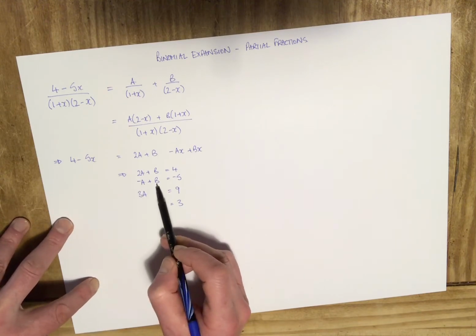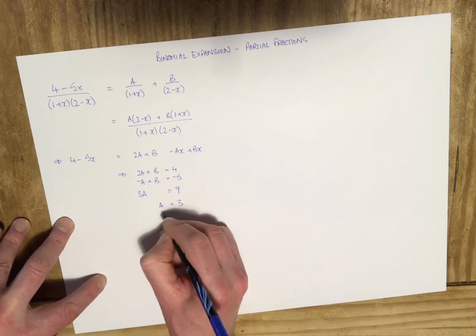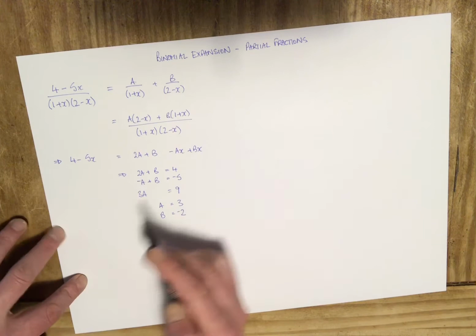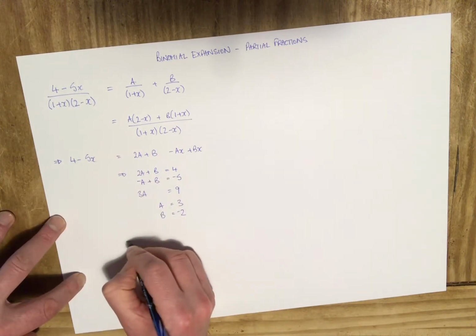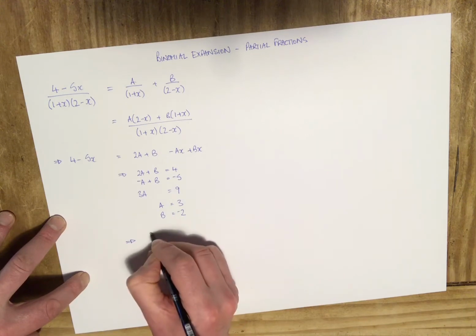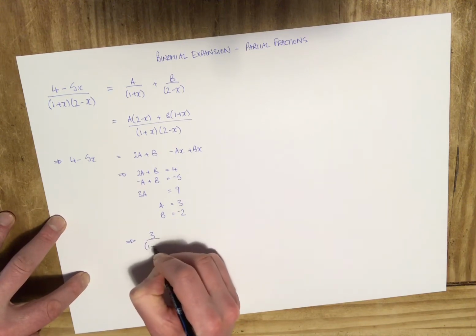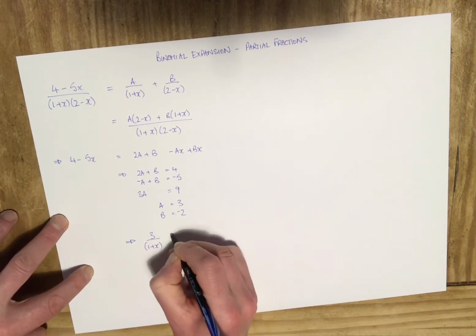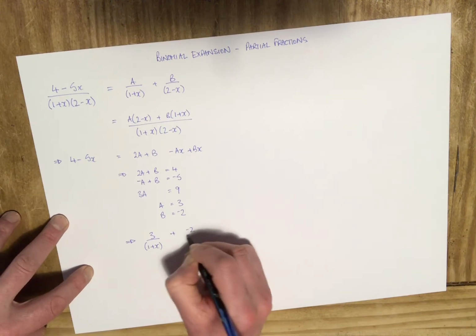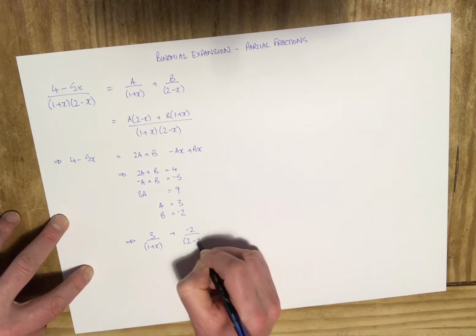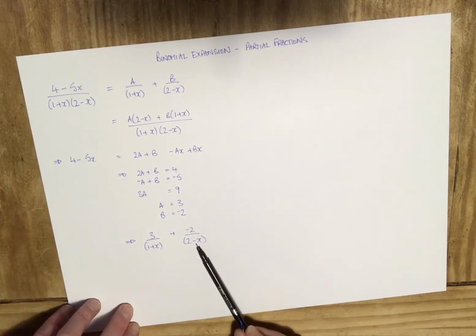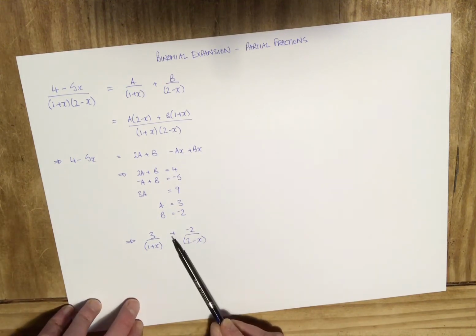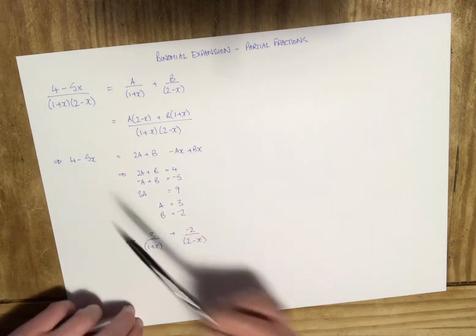And if a is 3, then b has to be minus 2. So I can now rewrite my original question as 3 over 1 plus x plus minus 2 over 2 minus x. And it'll be a little bit easier to find the binomial expansion for these two and then add them together than it will be to try and do this thing all in one go.